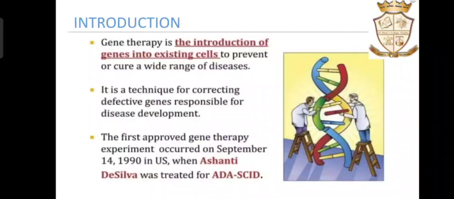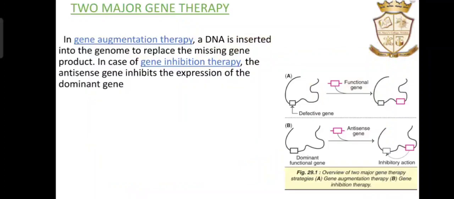Gene therapy is the introduction of genes into existing cells to prevent or cure a wide range of diseases. It is a technique for correcting defective genes responsible for disease development. The first approved gene therapy experiment occurred on September 14, 1990 in the US when Ashanti DeSilva was treated for adenosine deaminase SCID.